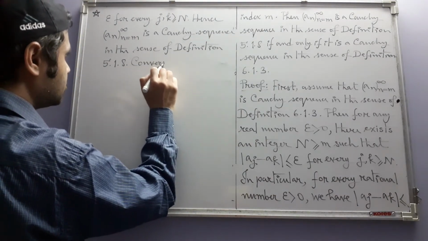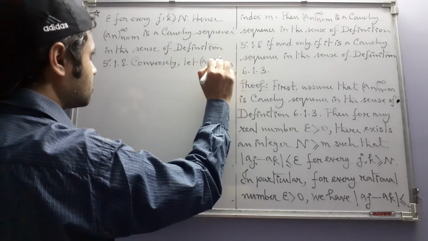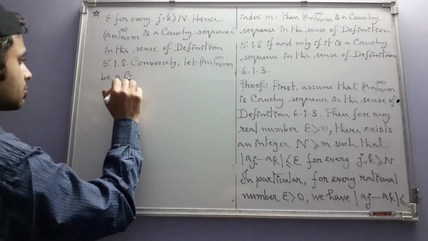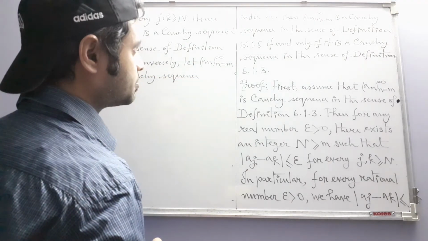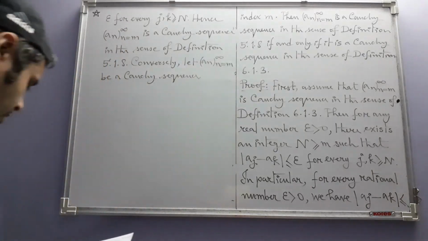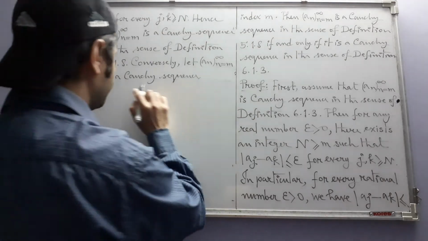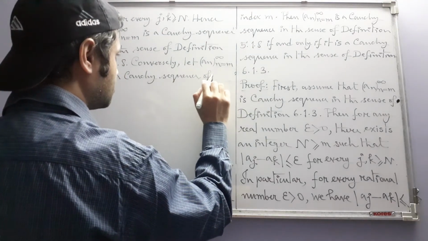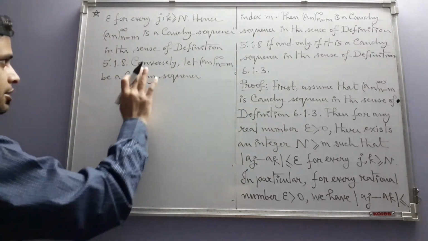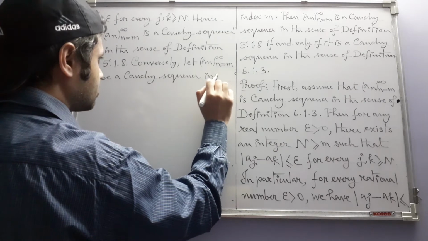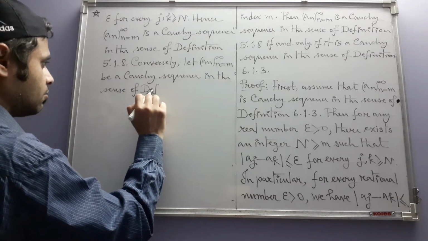Now conversely, let an be a Cauchy sequence. Have we really mentioned that this is a sequence of rational numbers? Yes, rational numbers. Okay, fine. Let an be a Cauchy sequence of rational numbers. We already know that. Now we need to say it's a Cauchy sequence in the sense of the old definition.